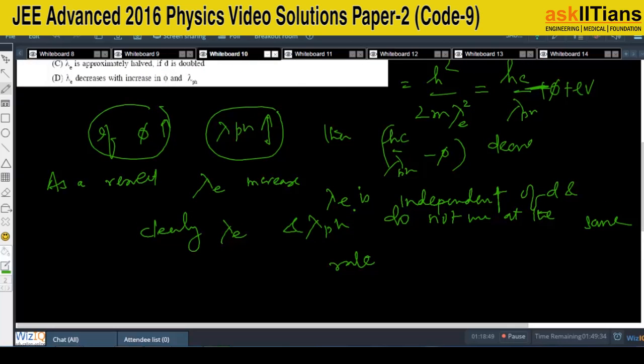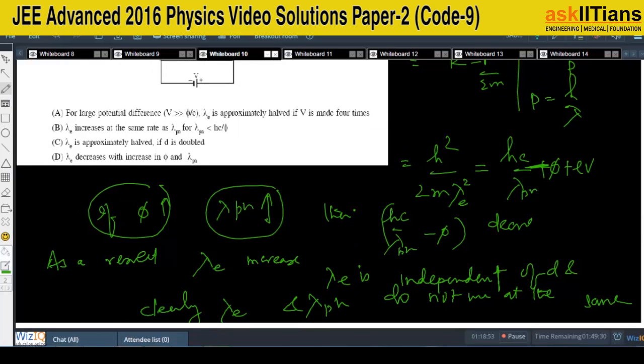So from this relation we know that for a large potential difference, V greater than phi upon e, meaning the stopping potential term is greater than the work function, what will happen? The wavelength of the electron is approximately half if the potential is made 4 times. So we got this relation. Only option A is the correct choice over here.